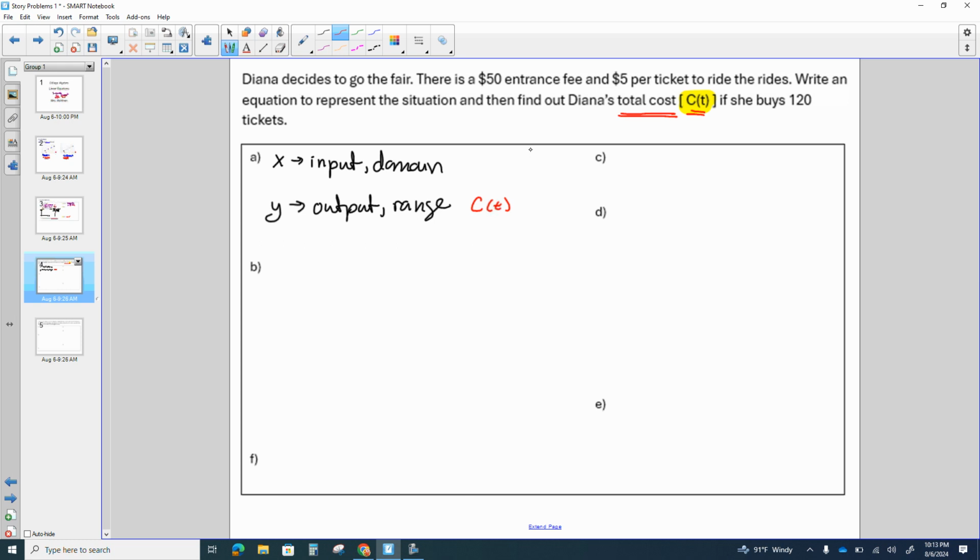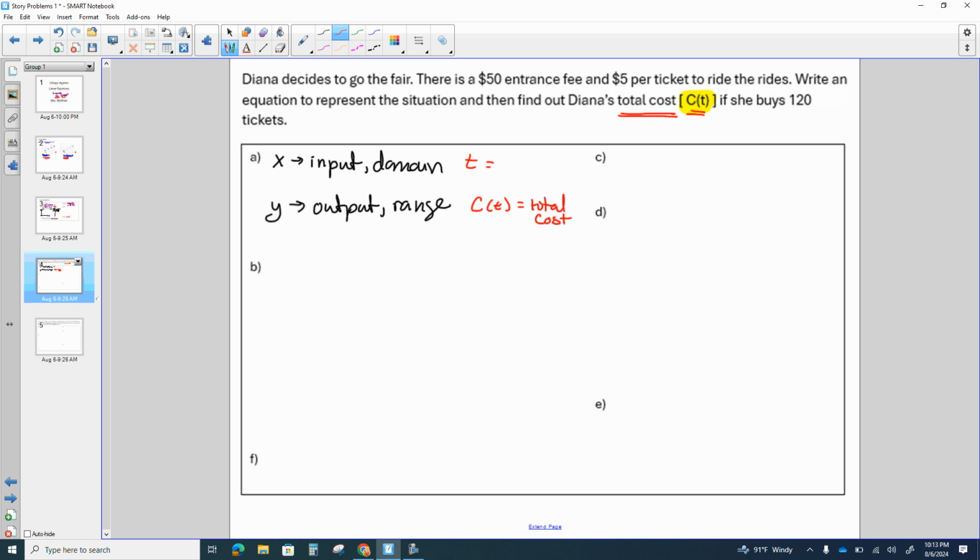And then it gave me this. So that's this, and it also represents total cost. So I'll put that down there. This, the red, will change based on the story problem. Inside the parentheses is the T, so that must be my input value. That's what I'm going to plug in every single time.